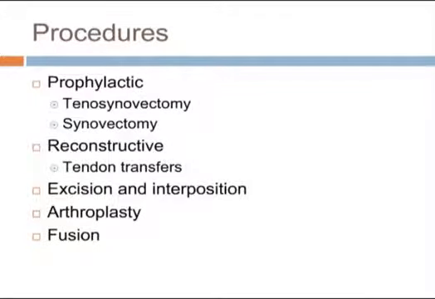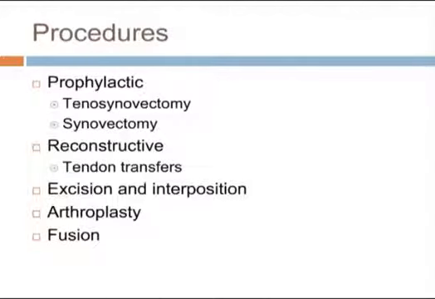So very broadly, the procedures that one can do can be broken down into these categories I've put up. Prophylactic surgery is that which is considered early, and that essentially is excision of tendons and synovium to try and halt disease progression, limit tendon rupture, and also control pain. Once tendon rupture has occurred, reconstructive procedures such as tendon transfers can be considered.